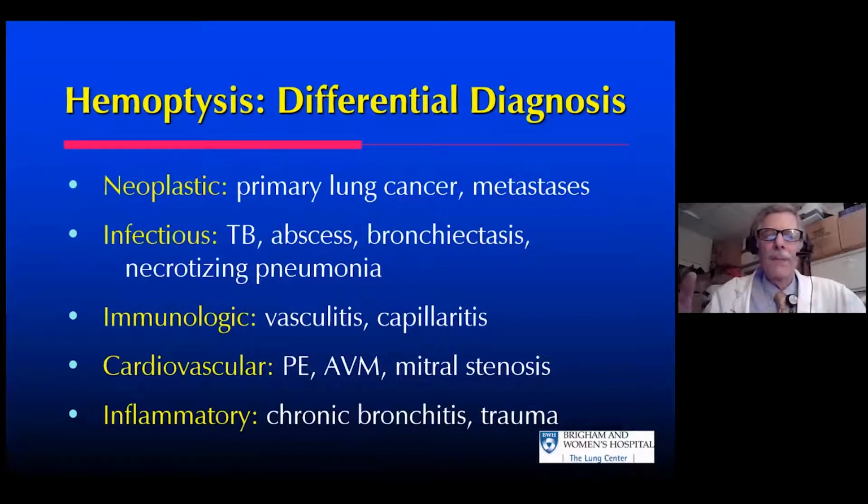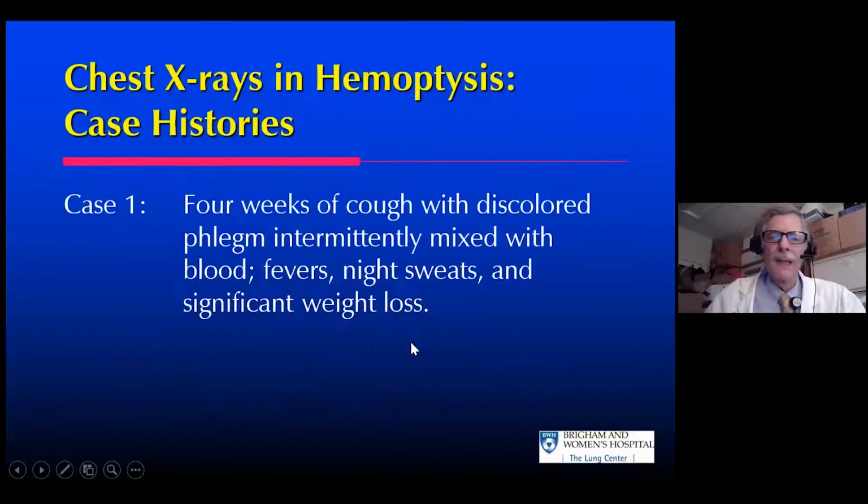Thinking about the patient with hemoptysis is, as you know, a broad differential diagnosis. We can think in terms of anatomy, bronchial bleeding, alveolar bleeding, pulmonary vascular bleeding, or in terms of categories of etiology such as neoplastic disease, infectious disease, immunologic diseases, cardiovascular disease, including pulmonary embolism, and inflammatory diseases, including chronic bronchitis, or trauma. So they're listed here, and these are familiar, and it's a broad spectrum of potential etiologies.